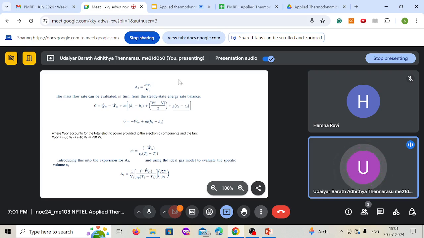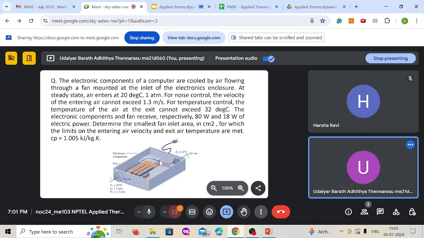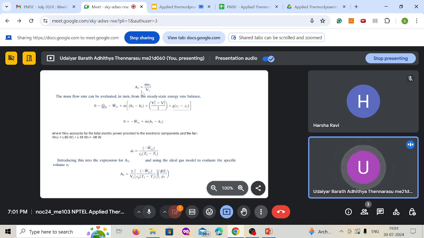So here, area 1, A1, times velocity is your volume flow rate, which equals mass into specific volume. So from there we can find out area. Area is nothing but mass into the specific volume at inlet divided by your velocity at inlet. So this is known now, and from this we can find out area.